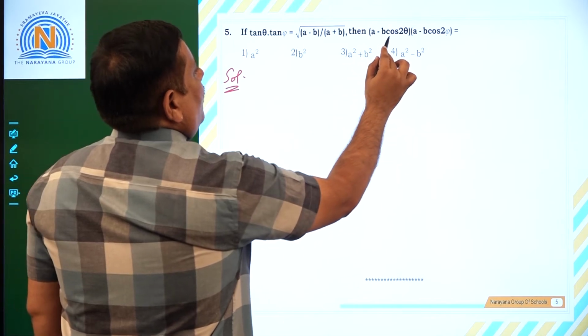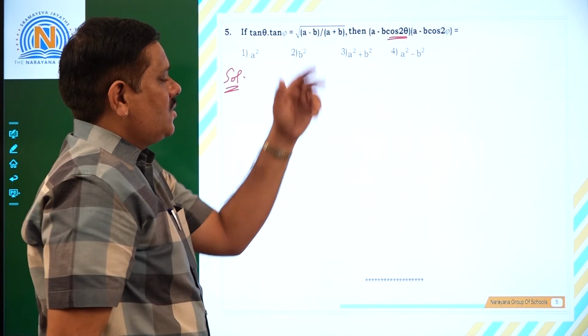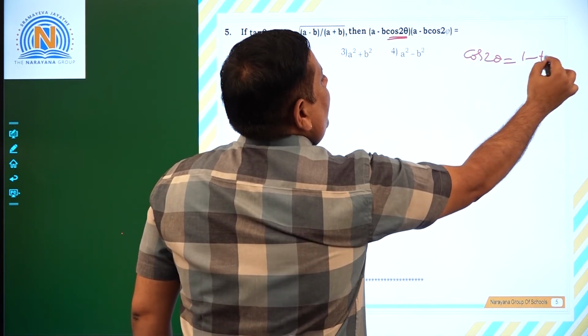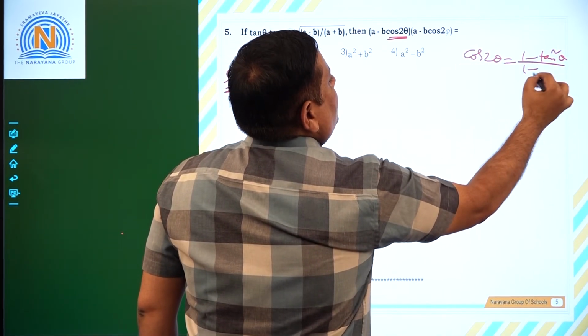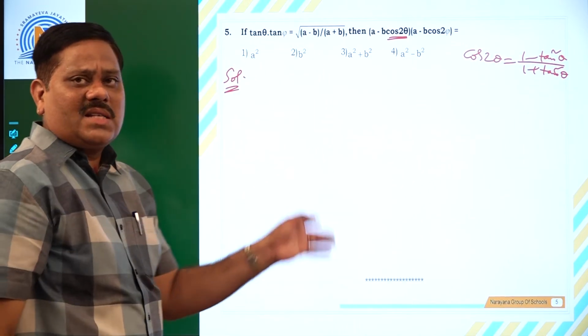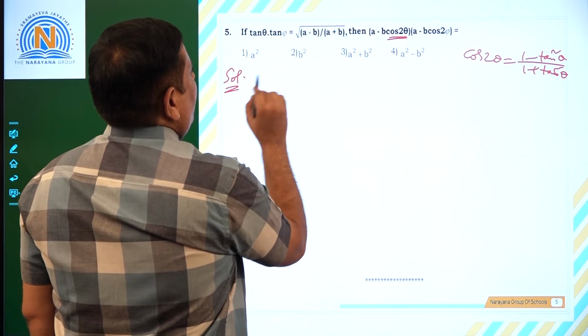Let us write cos 2 theta... sorry, cos 2 theta, what can you write in terms of tan? Let us write (1 minus tan square theta) by (1 plus tan square theta). Similarly, cos 2 phi is (1 minus tan square phi) by (1 plus tan square phi). Let us write it and solve it. So what do you get now?